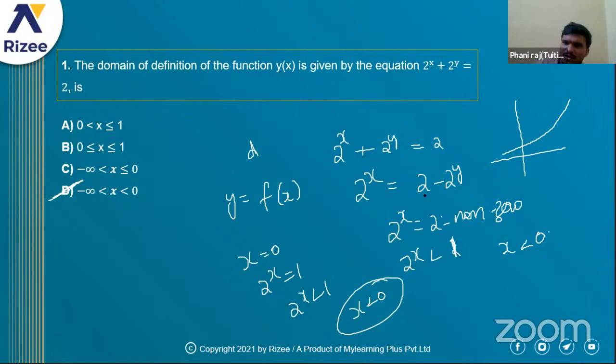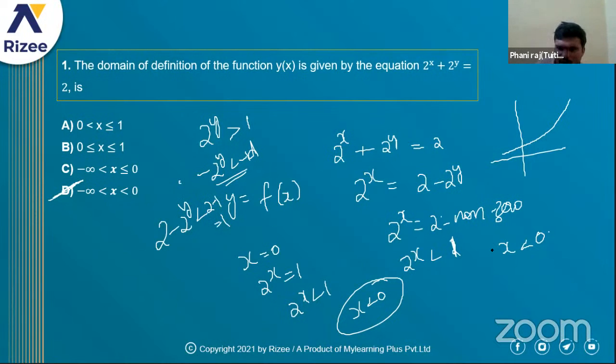This is positive when you are doing this. 2 power y is greater than 1, right, for y positive. That's what I'm saying. So if it's greater than 1, then minus 2 power y is less than minus 1. When you add 2, you get 2 minus 2 power y is less than 2 minus 1, which is equal to 1. So that is why you get 2 power x is less than 1.